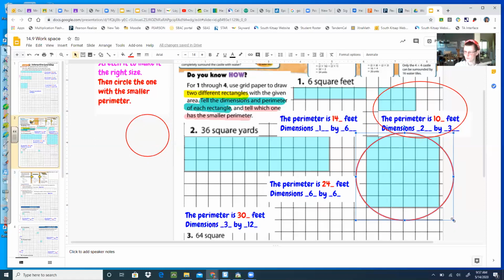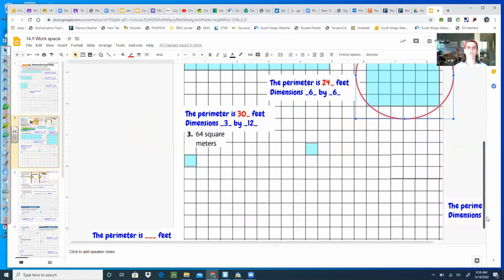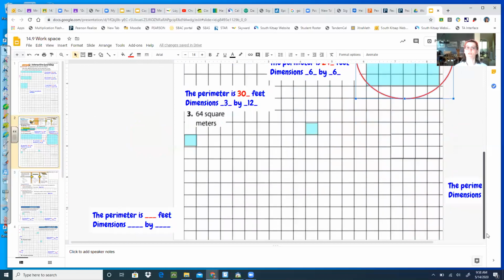Okay, that goes back to a concept we did the other day, where the closer a shape gets to a square, the smaller the perimeter, the larger the area. So that's a key concept in the area model. Okay, now we are doing 64 square meters. We are going to start with the square number. And you'll notice I've got stuff hanging out over here. That's where you're gonna write your dimensions.